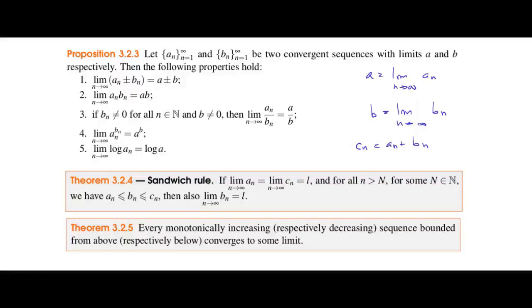If the new sequence is, instead of the sum, the product a sub n times b sub n, then the limit when n goes to infinity of c sub n is just the product of the limits of the two sequences. And the same with the quotient between two sequences, just as long as this makes sense: the sequence in the denominator is never zero, and the limit is not zero. Otherwise, it doesn't make sense.